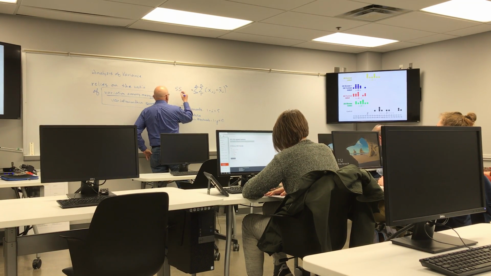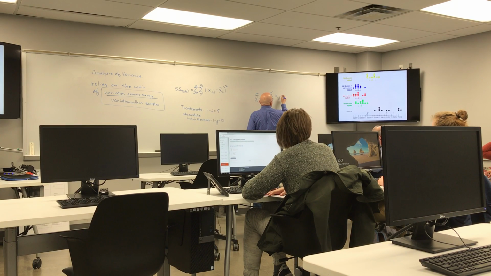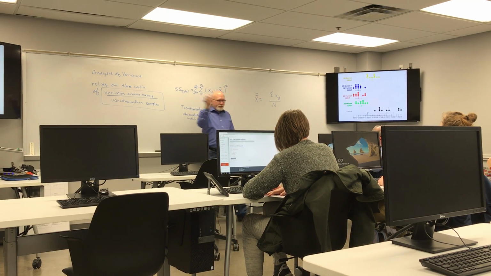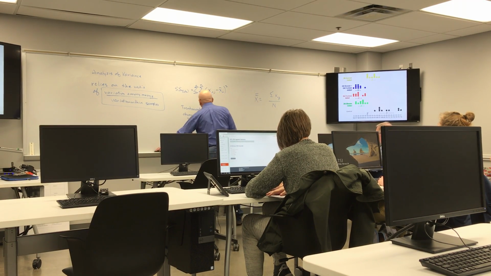That's the sums of squares total. The grand mean, sorry, let me go back to the grand mean, is the sum of the jth observation from the ith treatment divided by the grand total of the entire data set.